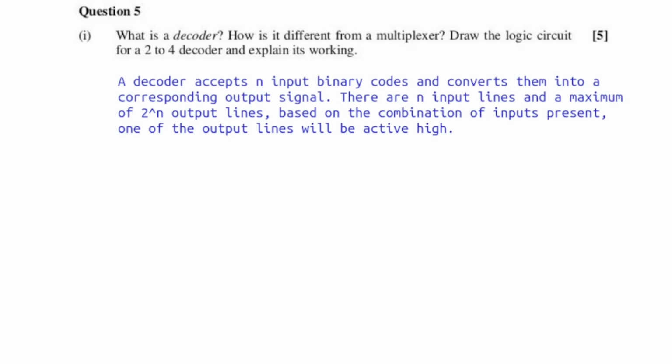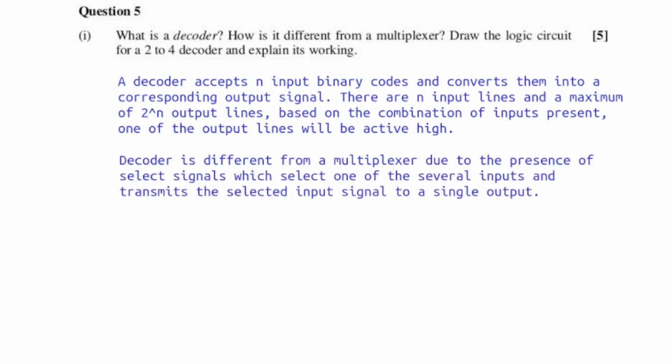The next part of the question is asking, how is it different from a multiplexer? And the answer to that is that a multiplexer is different from a decoder due to the presence of select signals, which select one of the several inputs and transmit the selected input signal to the single output. In short, the presence of select signals in a multiplexer differentiates it from a decoder.